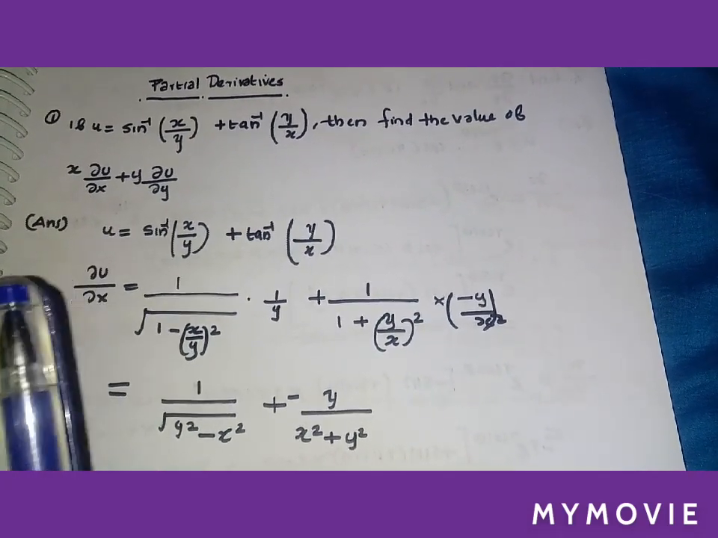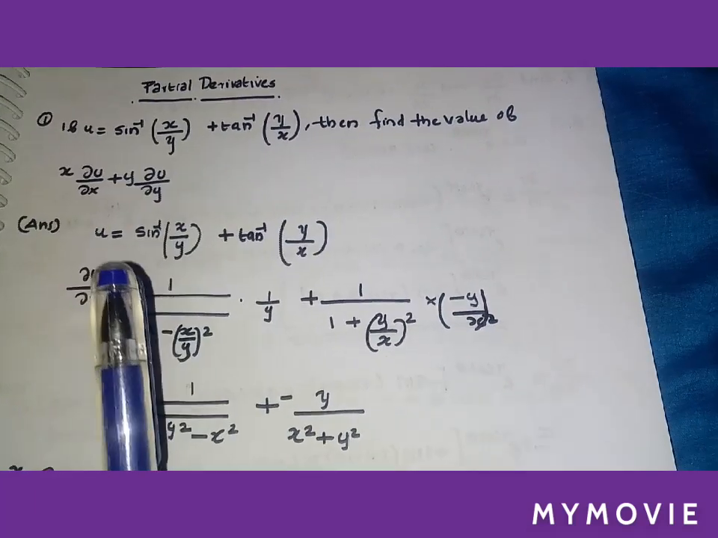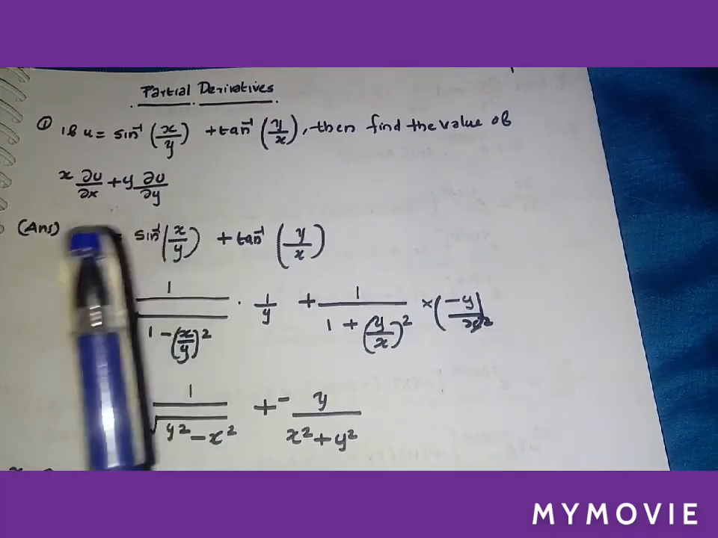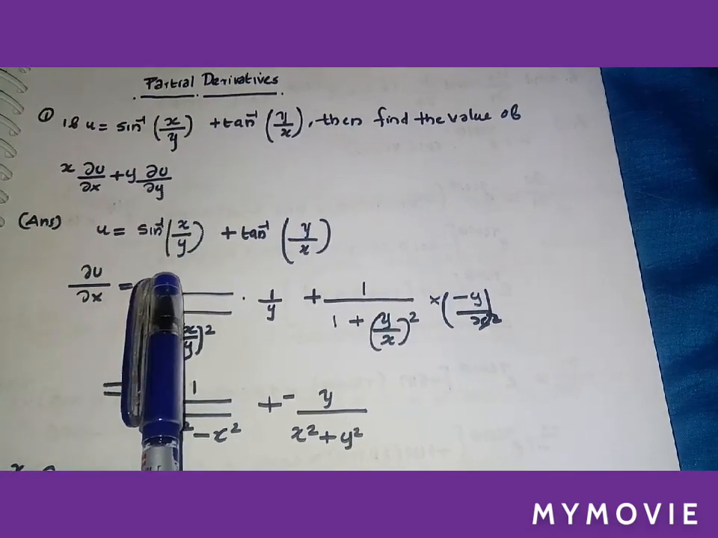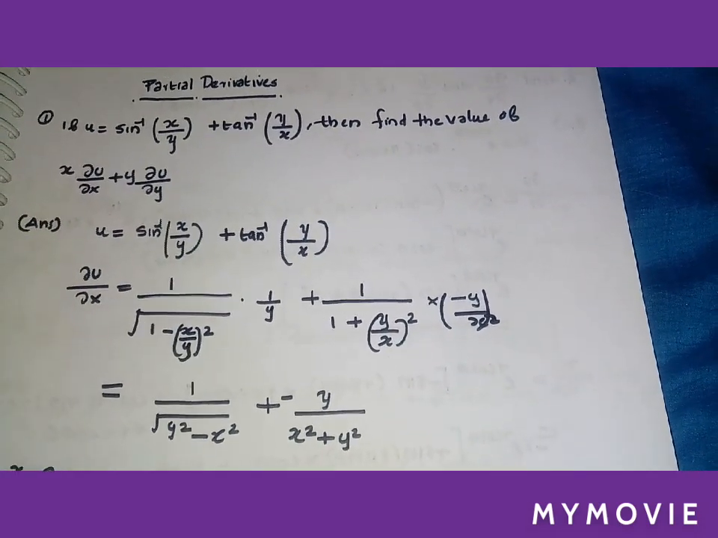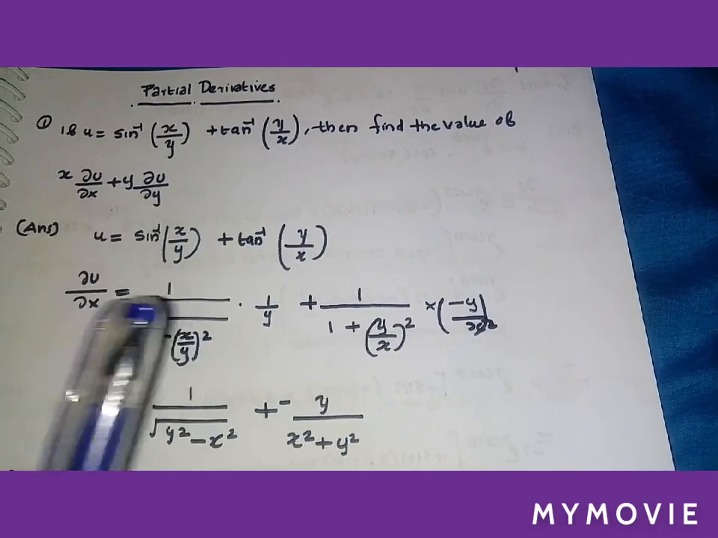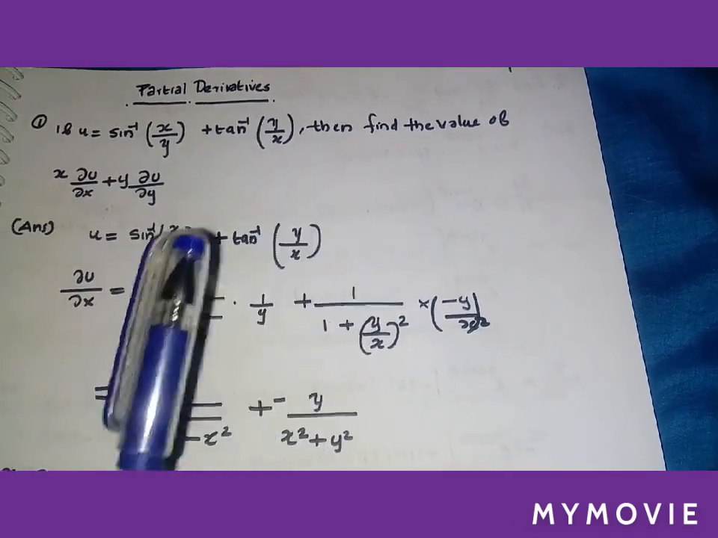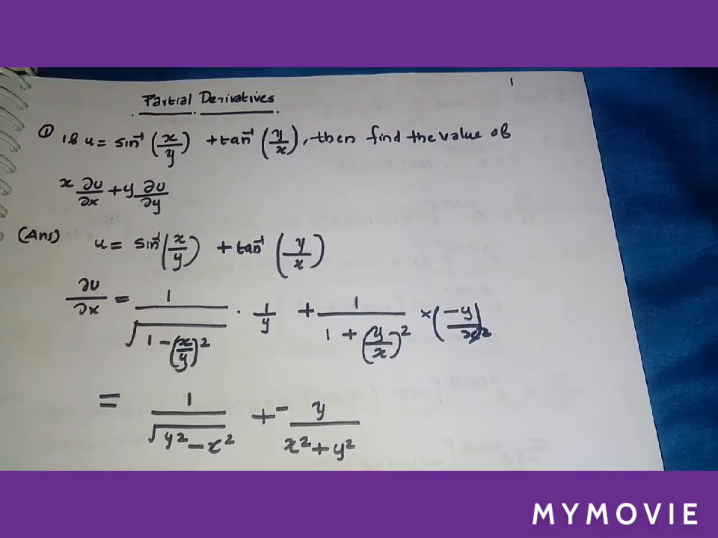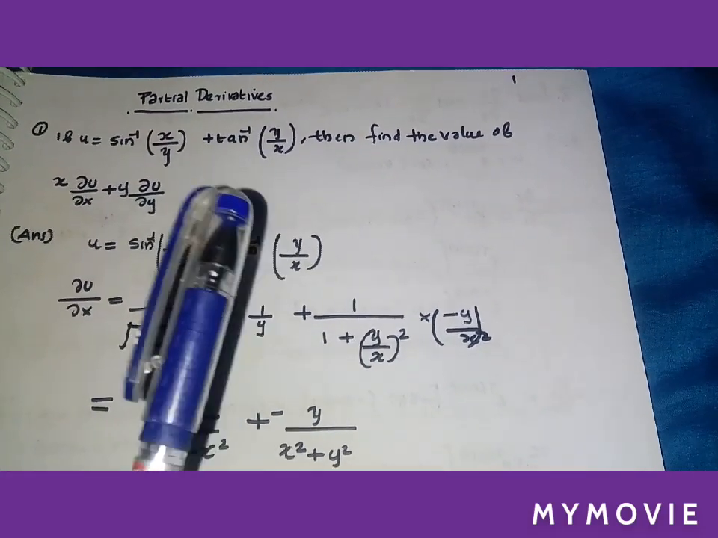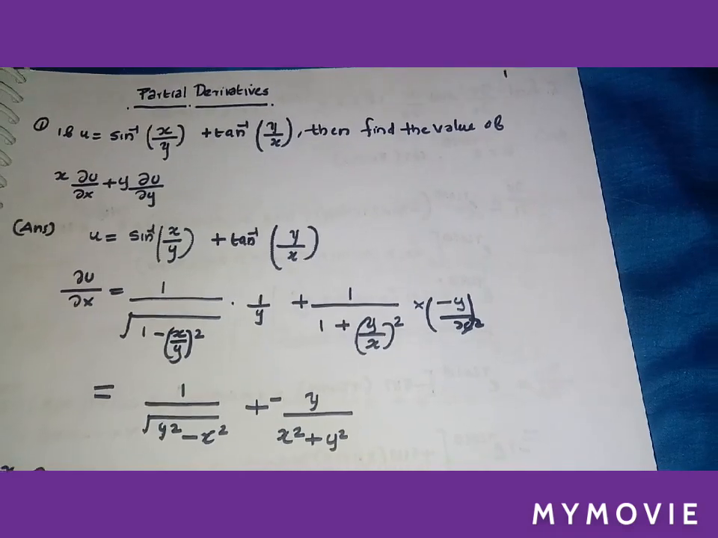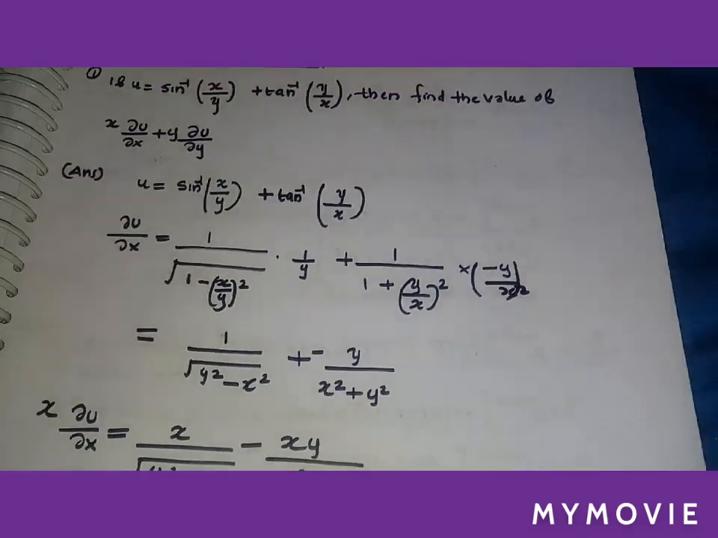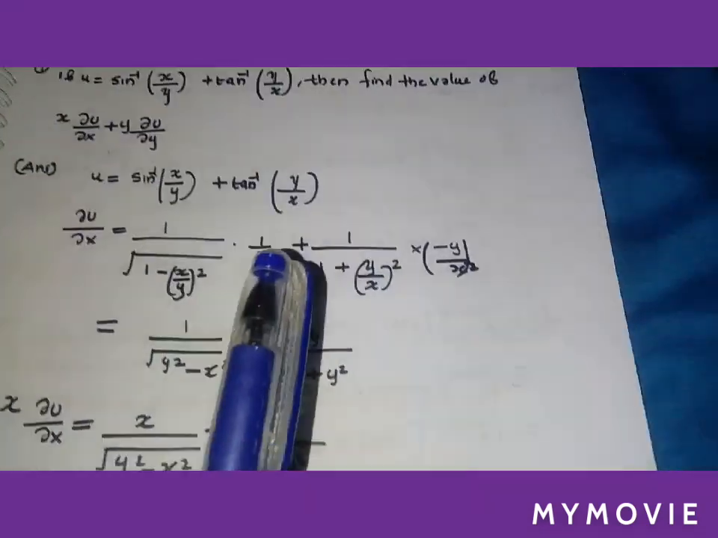∂u/∂x means the partial derivative of u with respect to x. ∂u/∂y means the partial derivative of u with respect to y. Partial derivative with respect to x means we consider x as a variable and other variables as constants. And partial derivative with respect to y means we consider y as a variable and other variables as constants. So here we consider the function u is equal to sin inverse x by y plus tan inverse y by x.